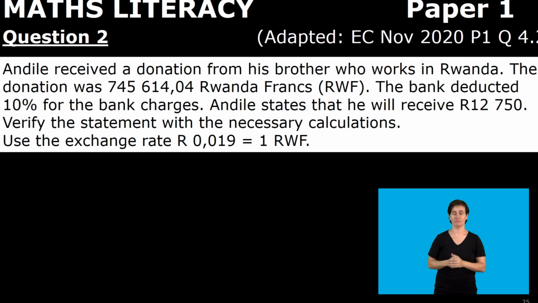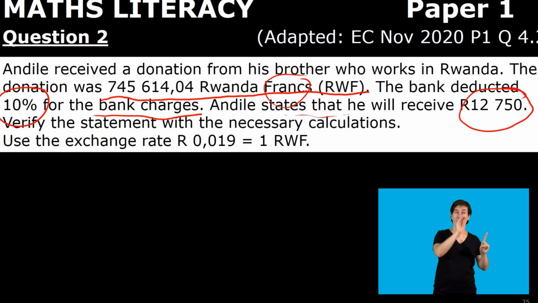Andile received a donation from his brother who works in Rwanda. The donation was, there is keywords, 745,614.04 Rwanda francs. The bank deducted 10% for bank charges. Andile states that he will receive 12,500. No. Read properly. Can you see? Even I made the mistake. Andile states that he will receive 12,750 Rand. Use the exchange rate of that.